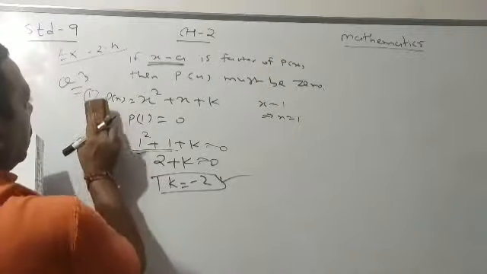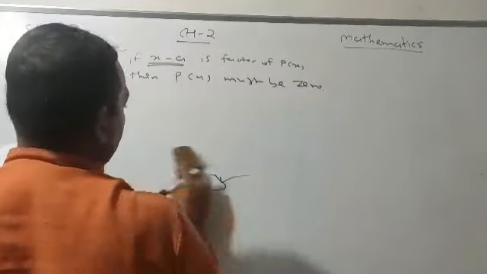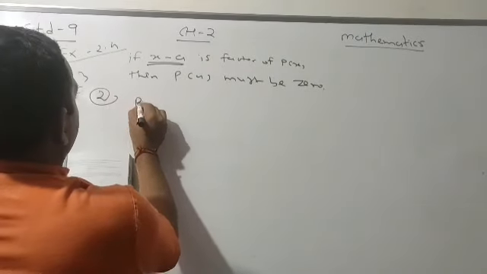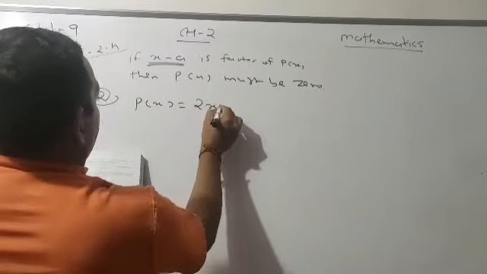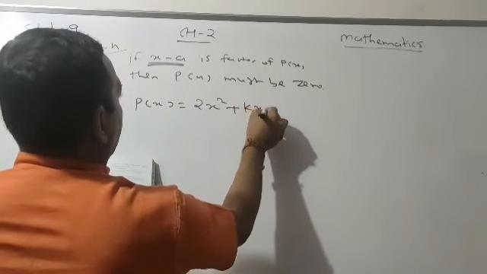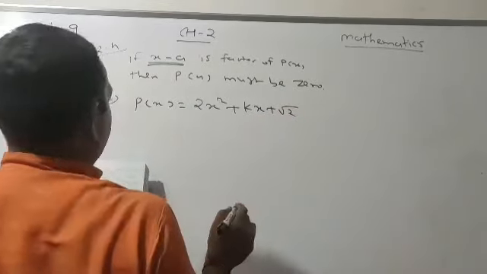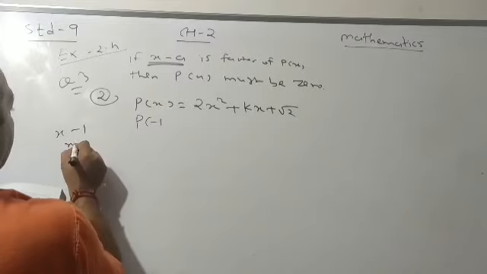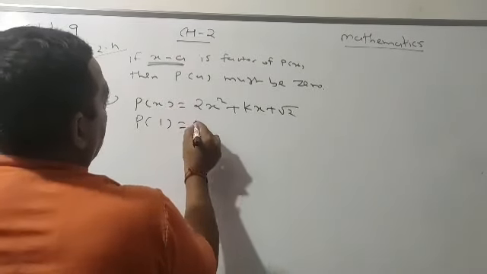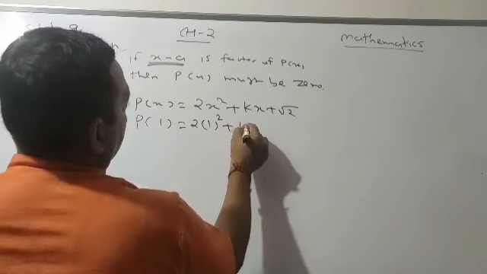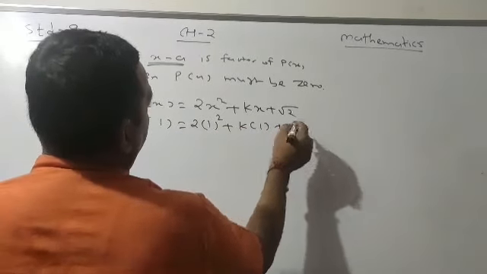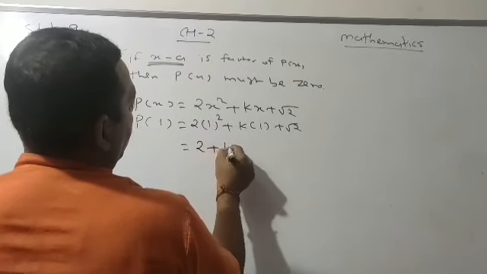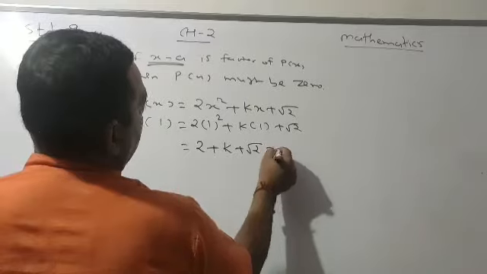Now we will solve question number 2. Question number 2 is, see, the polynomial p(x) is given, 2x square plus kx plus root 2. Again, see, the factor is given x minus 1, so we can say x equal to 1. So 2 into 1 square plus k into 1 plus root 2. 1 square is 1 into 2, that is 2, plus k plus root 2 equal to 0.